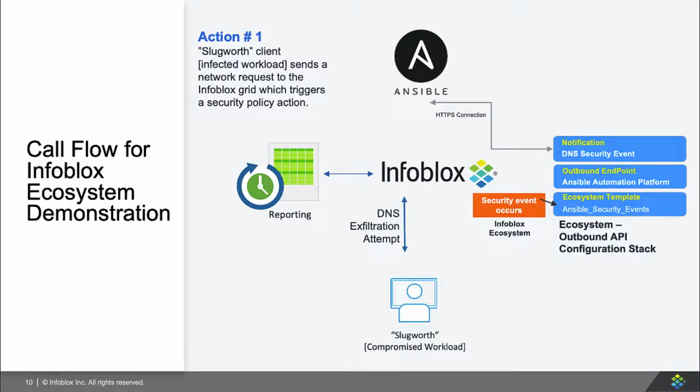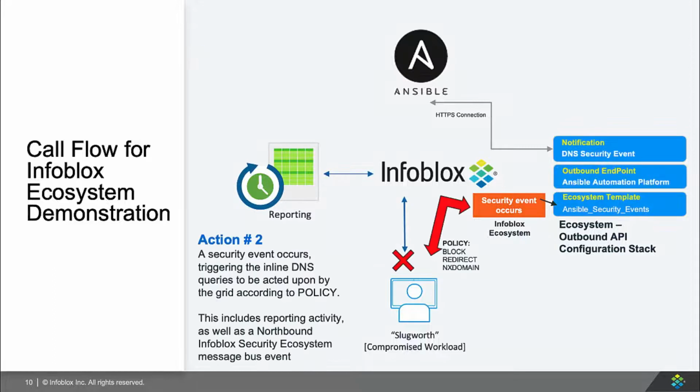So using Infoblox, Ansible, and OpenShift together, we can make an ecosystem here that prevents that from happening in its entirety. And the way we do that is through policy on the DNS engine itself, in the case of DNS exfiltration, as I'll demonstrate in a moment, but blocking, redirecting, or returning something such as an NX domain response, a no such domain response to a DNS request to the attempted attacker is a great way of dealing with this problem.